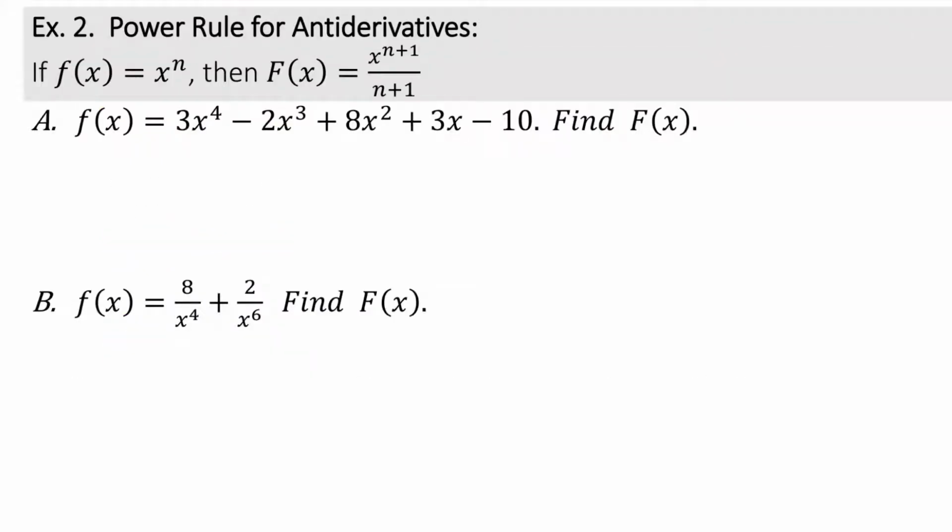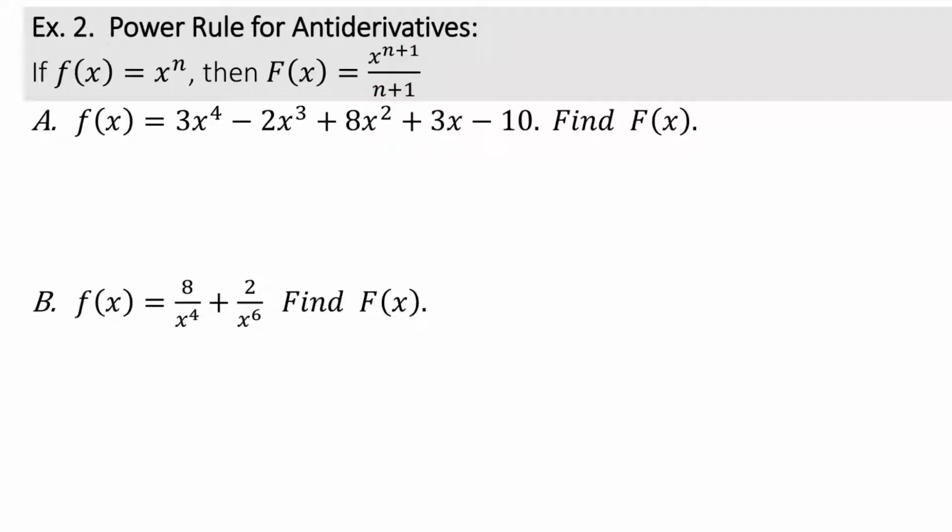So there is a power rule for antiderivatives, just like there is for taking derivatives. If f of x is equal to x to the n power, then the antiderivative, big F of x, would be x to the n plus 1 divided by n plus 1.